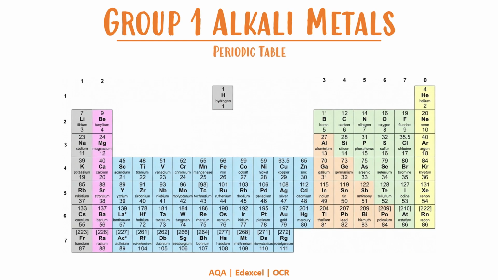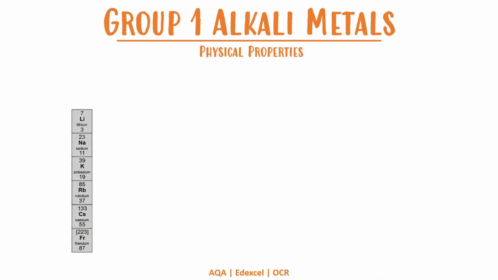Now, to start off, we need to know where they are in the periodic table. And as the name suggests, they're found in Group 1, the first group on the periodic table. So let's have a look at that.